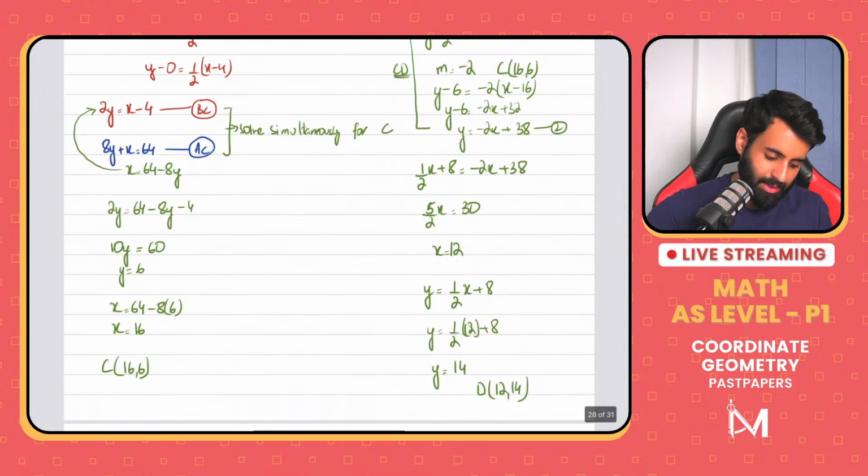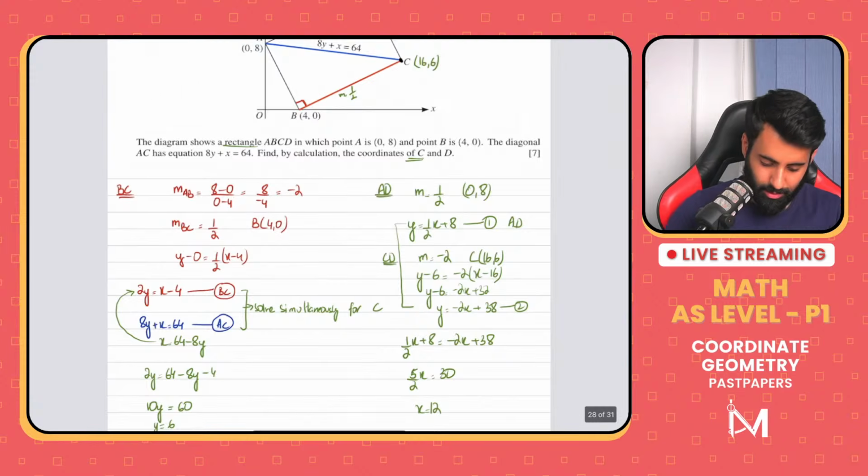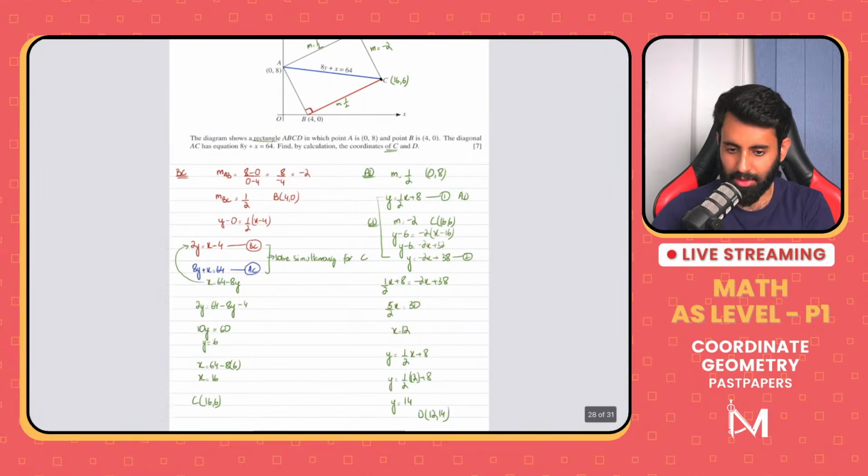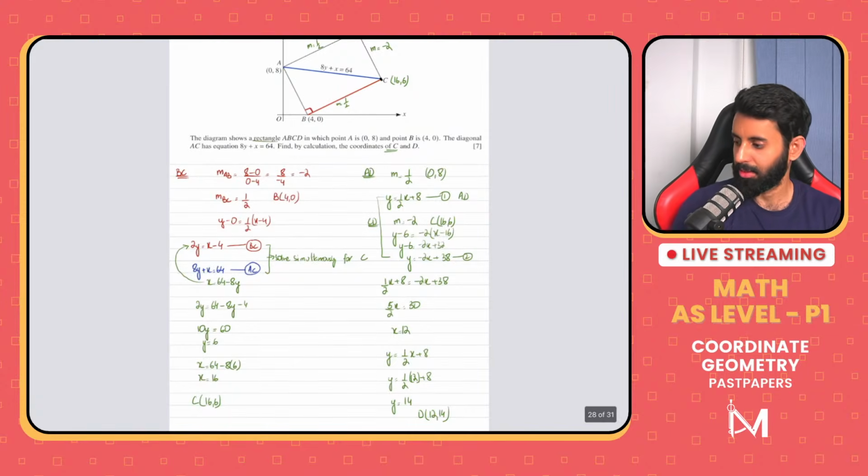Okay. So questions like these, they look intimidating. But if you break it down and if you plan your answer, they're not actually that difficult. Okay. So thoughts about this question?